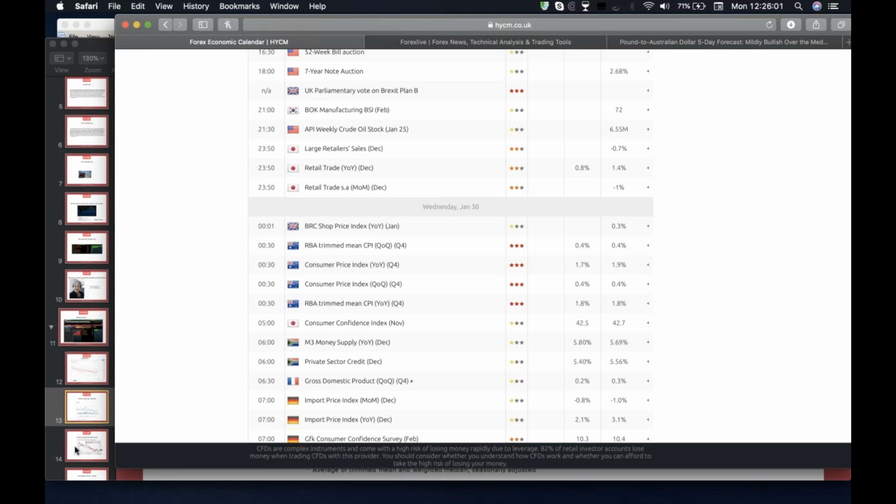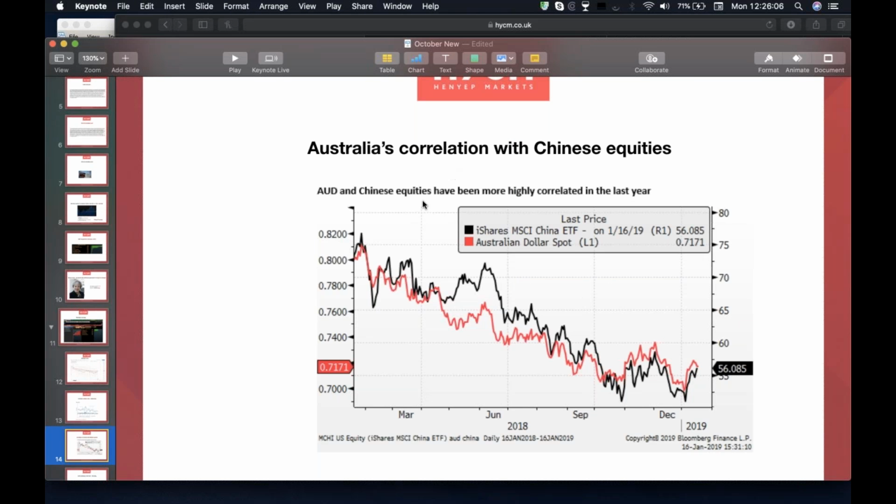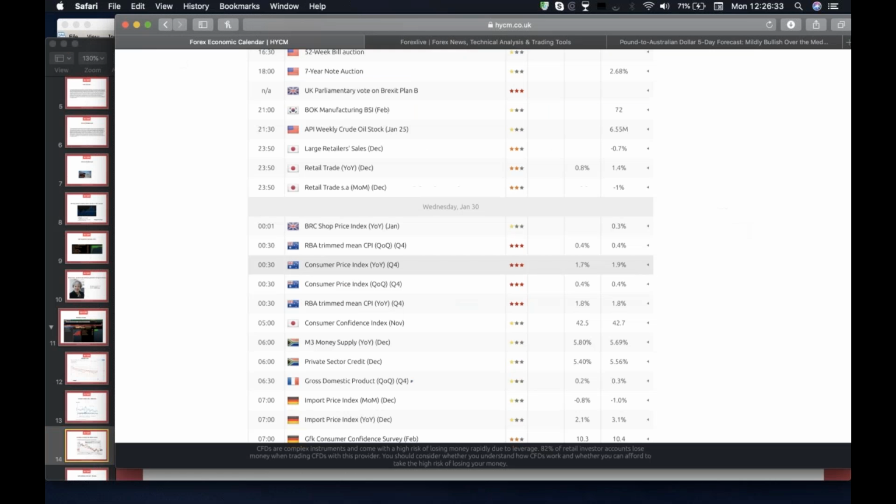So we can see why it's been slowing down a bit in Australia as China's economy has been slowing down a little bit. Now, just to show you some of that relationship, this is a chart of the Australian dollar against Chinese equities. And you can see that as Chinese equities have been falling, so too has the Australian dollar been falling. Now, the Australian dollar has recently been increasing with the Chinese equities recently increasing.